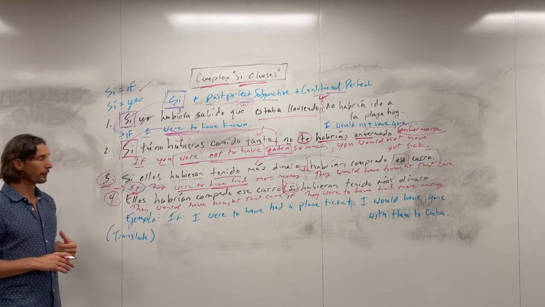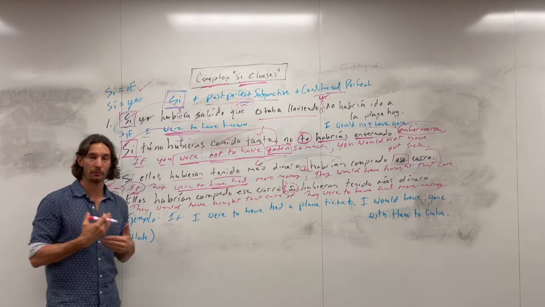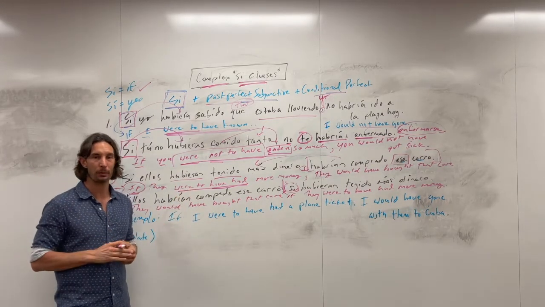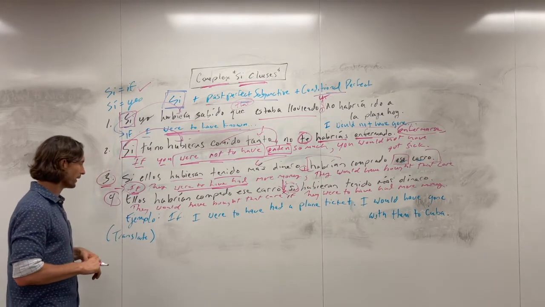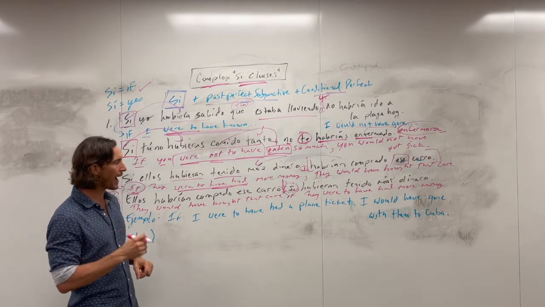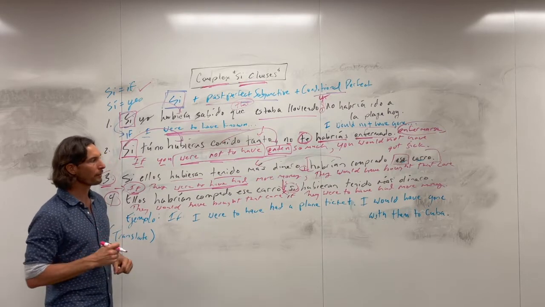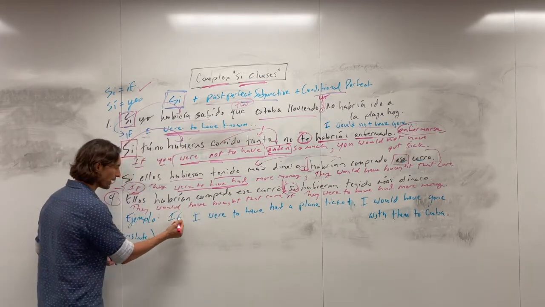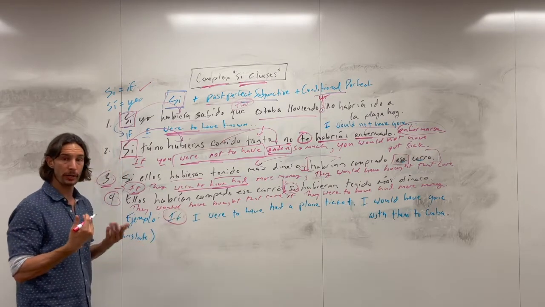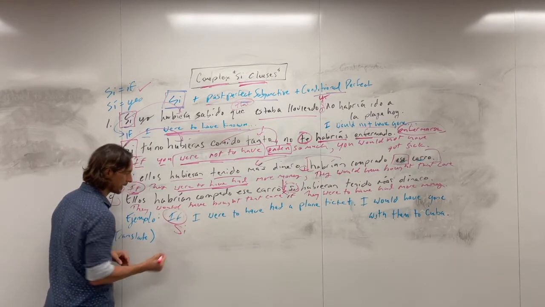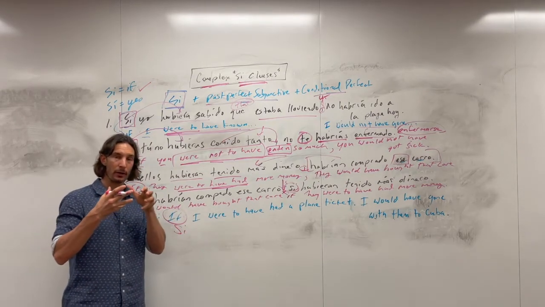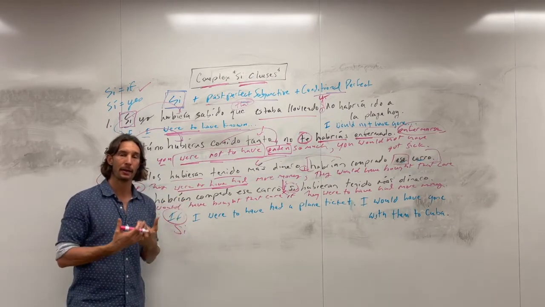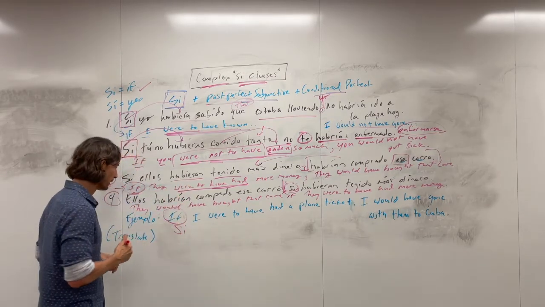So for all of you who are anxious to move along, as always, we're going to keep rolling. Let's have a look at this. We have, if I were to have had a plane ticket, I would have gone with them to Cuba. Of course, we have if at the front, so we know we're going to start out with the C, right? And we know that will be accompanied by past perfect subjunctive.